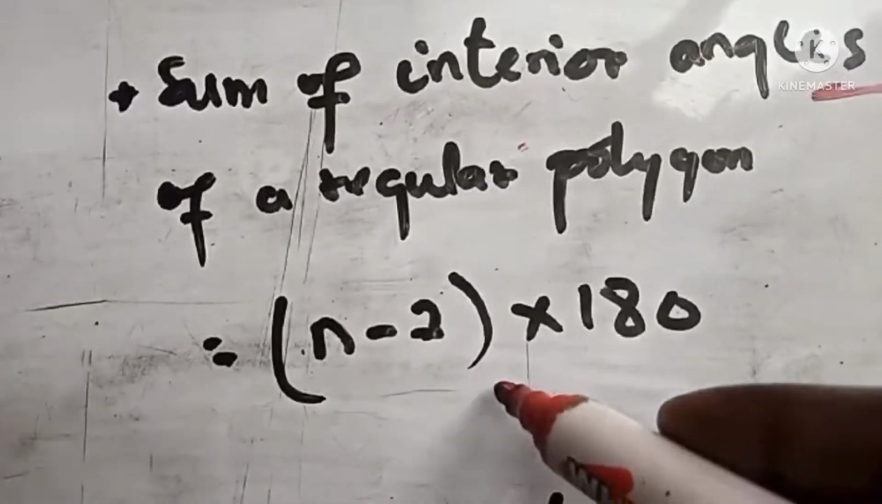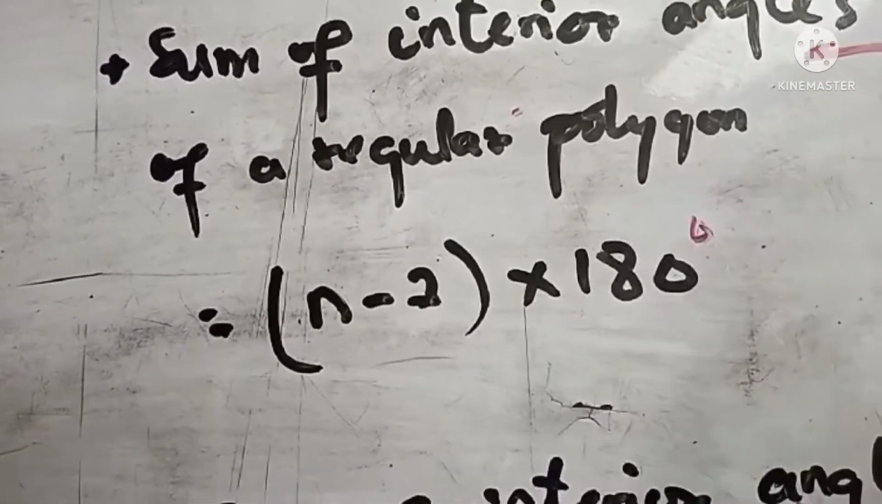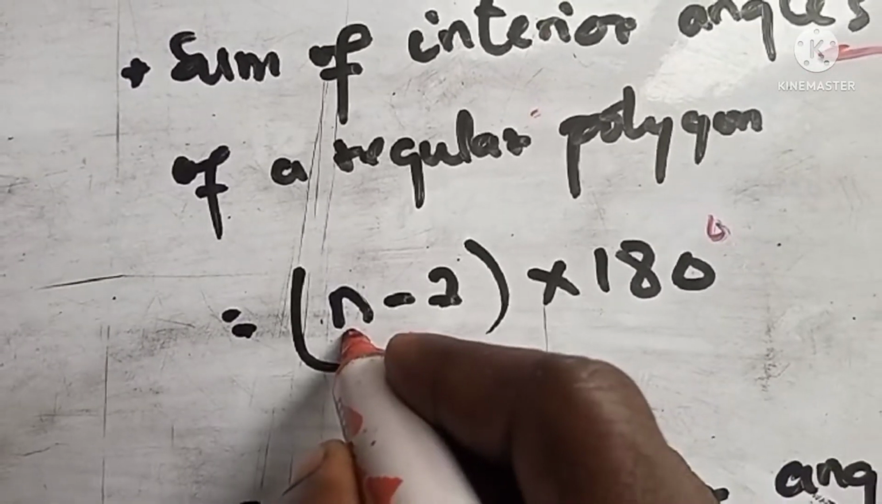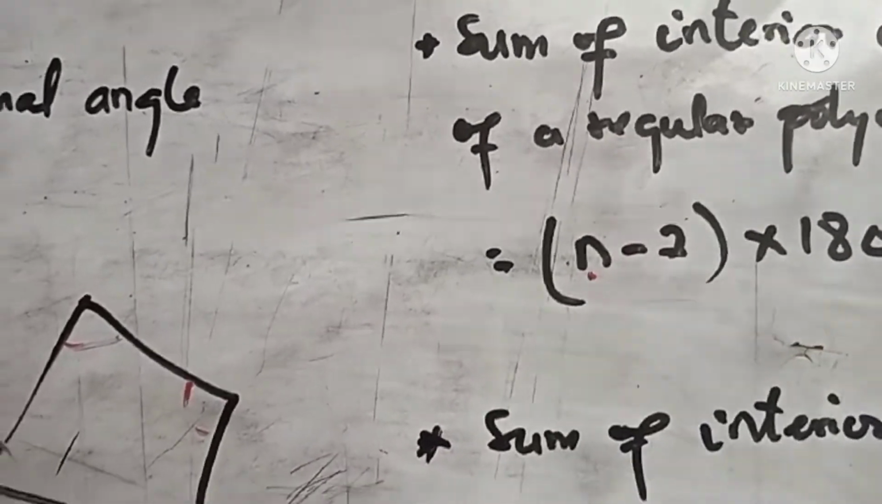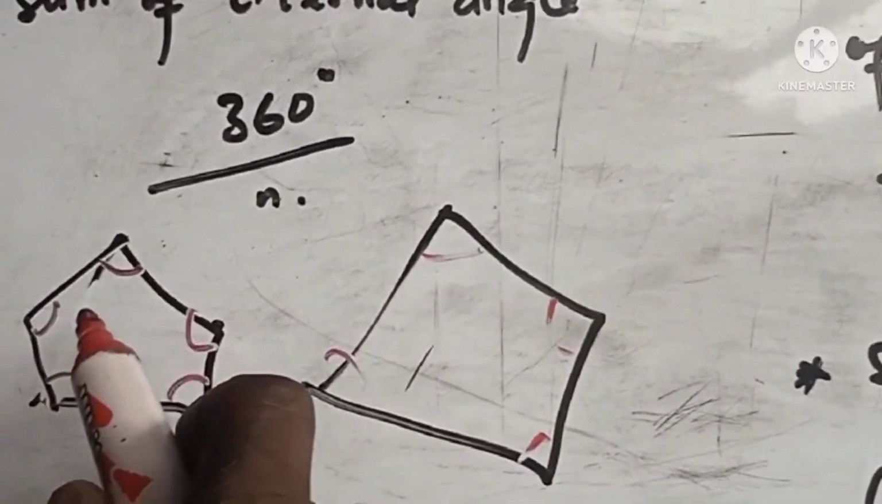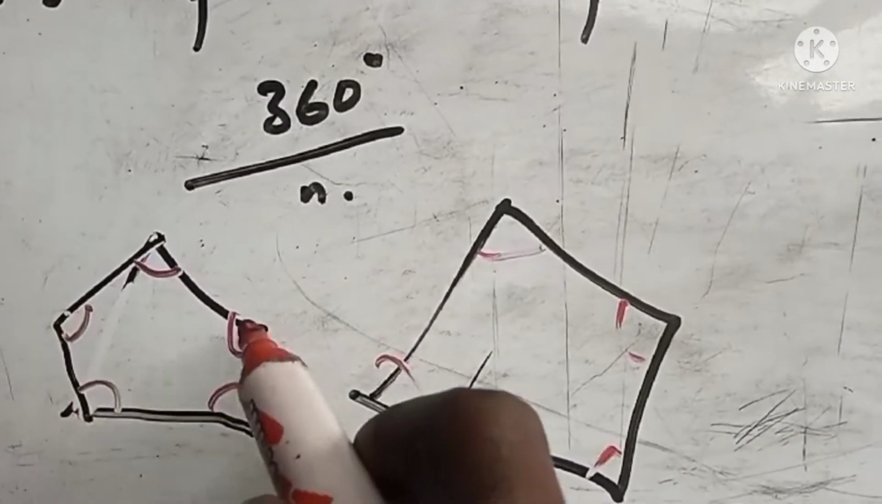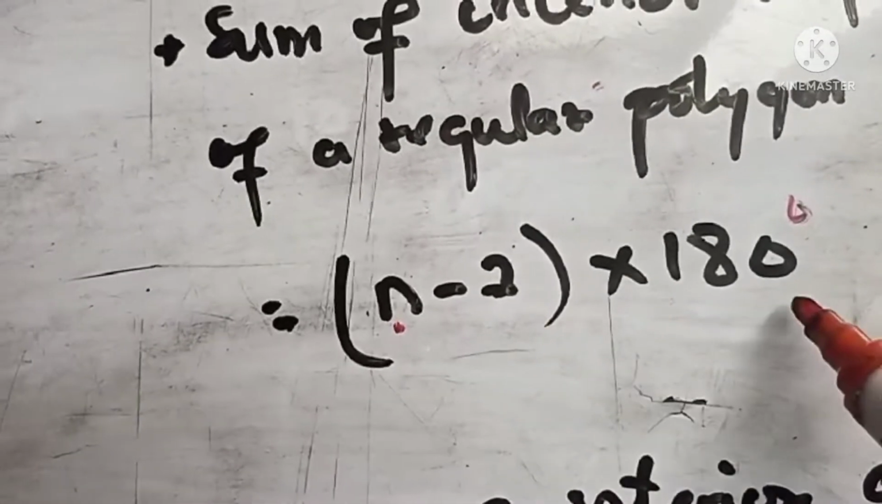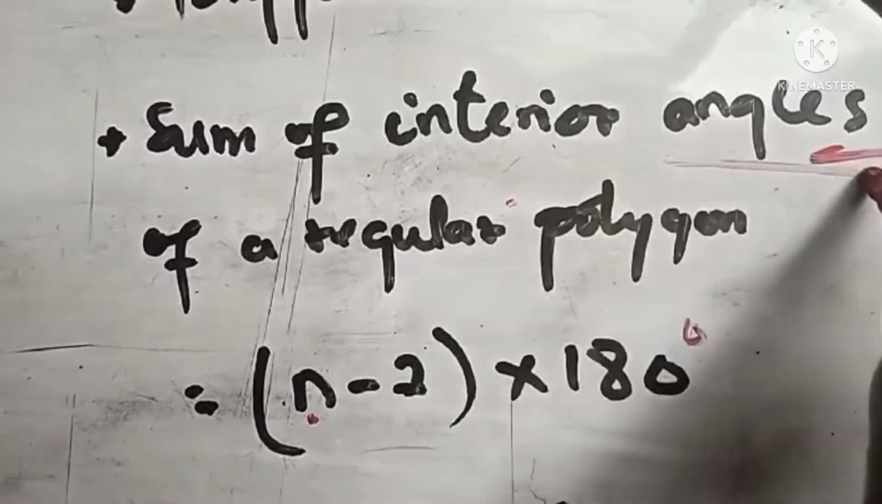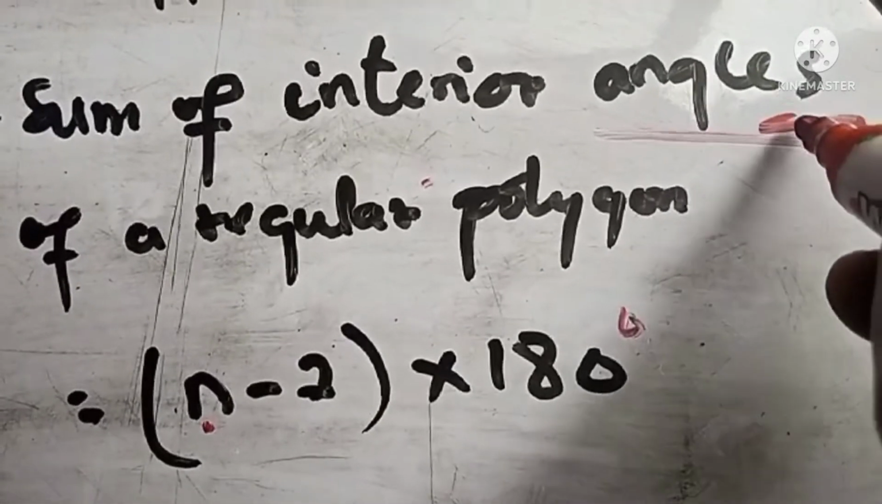That's (n minus 2), everything multiplied by 180 degrees. Is that okay? This n here is the number of sides. Once you know the number of sides, you can easily determine the sum of all the interior angles. So this one has how many sides? 1, 2, 3, 4, 5. So 5 sides. You just need to replace this n by 5 and do your calculation, right? So note this thing. This is the sum of the interior angles, right?